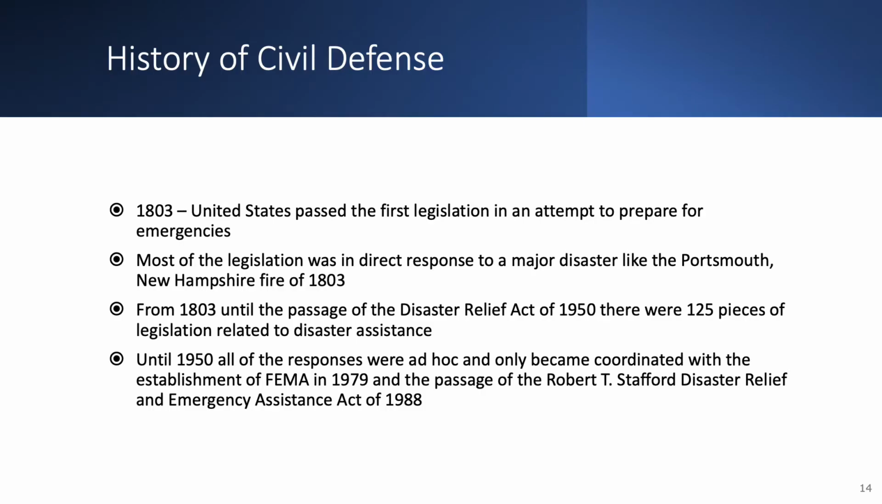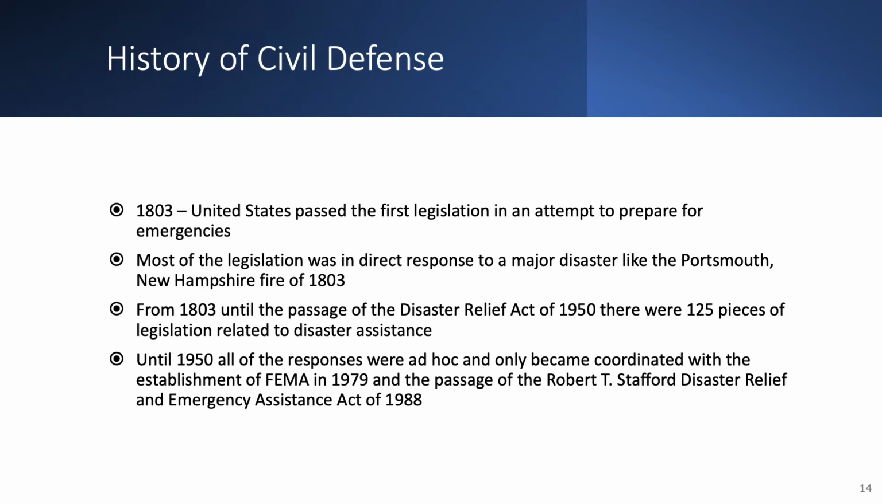I always love giving a little bit of information about the history of disaster preparedness. In the United States, that begins with civil defense, and knowing that in 1803, the United States passed its first legislation in an attempt to prepare for emergencies. Most of the legislation that followed was in response to major disasters like the Portsmouth, New Hampshire fire of 1803. From 1803 until the Disaster Relief Act in 1950, there were 125 pieces of legislation related to disaster assistance.